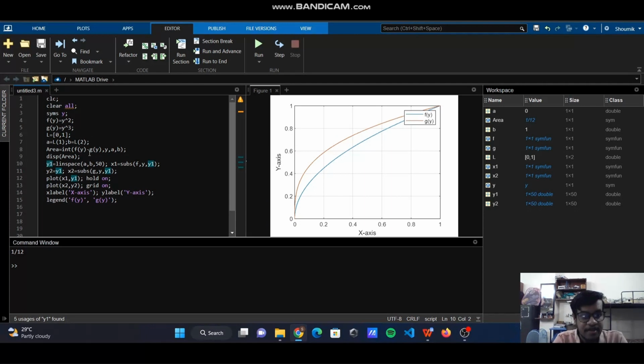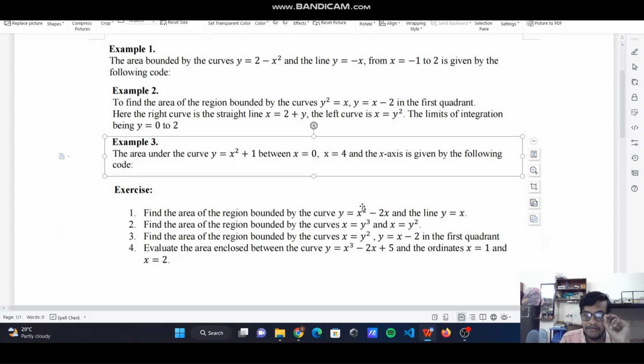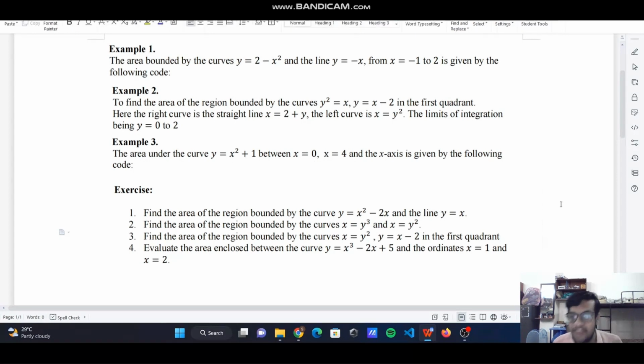Generally look at the variables and look at what you have to take symbolic. It will be either x or y. And if the question gives it in such a way that x equal to y cube and x equal to y square, take f of y and take syms y. If it gives y equal to x square minus 2x, y equal to x, take f of x, take syms x.